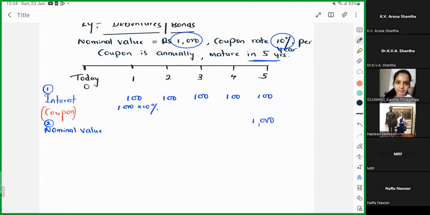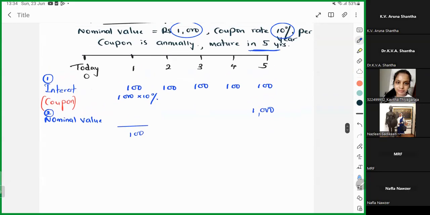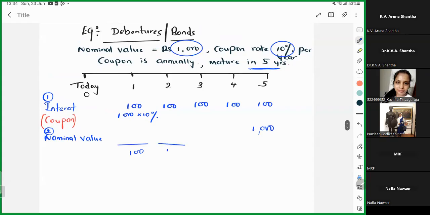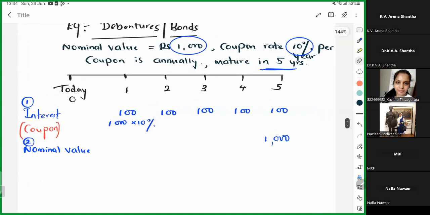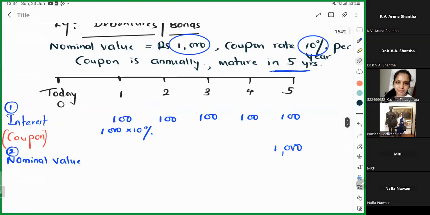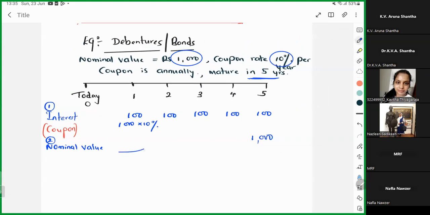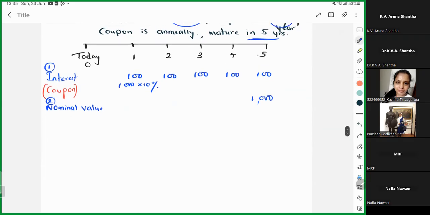Now you get the total cash flows. First year cash flow, 100. Second year cash flow, 100. So you get the total cash flows each year, and in the fifth year, 1,100. Now you know the cash flows.